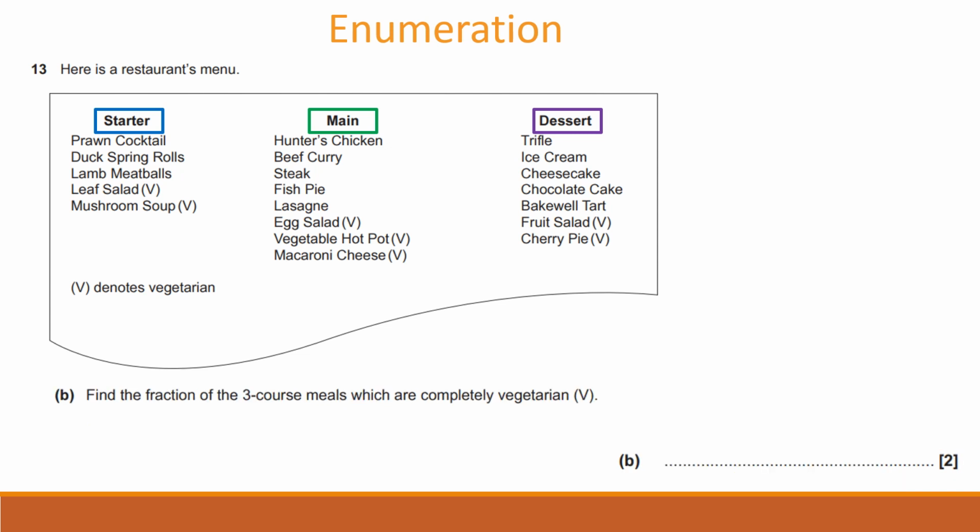Now in part B it says find the fraction of 3-course meals which are completely vegetarian. So it tells us here B is for vegetarian and we're looking at the fraction. So we've got to look at each section separately. So for the starters, I have got 2 vegetarian options. So that will give me 2 out of my 5 options. So 2 out of 5 is my fraction. My main, I've got 3 vegetarian out of the 8 options for the main. My dessert, I have got 2 vegetarian out of the 7 options for the dessert.